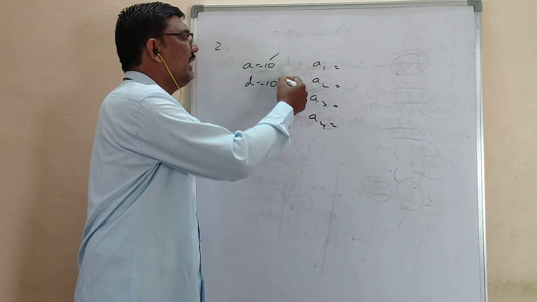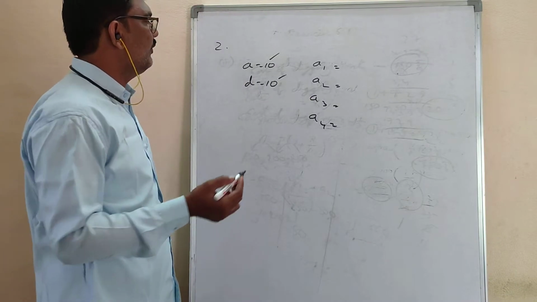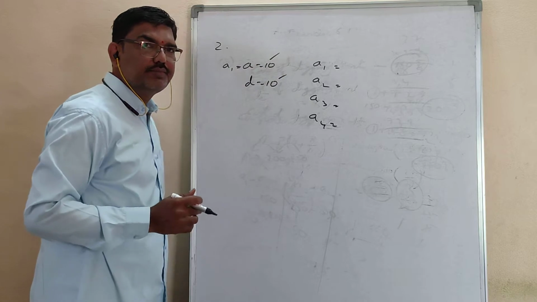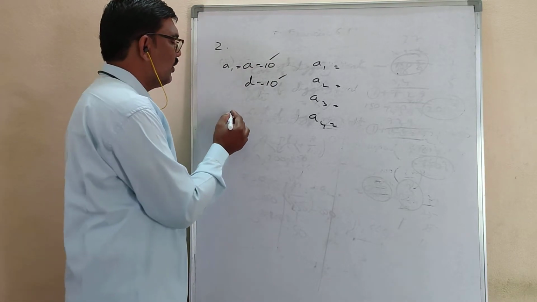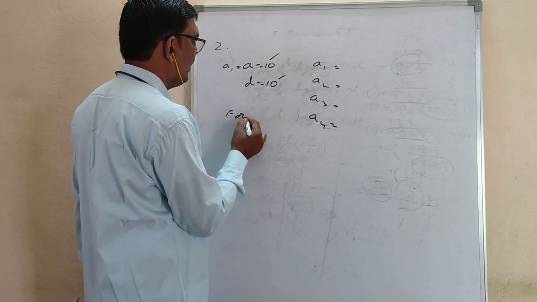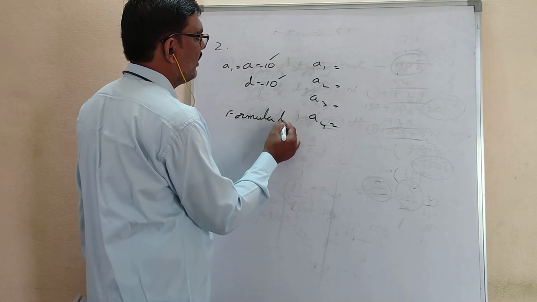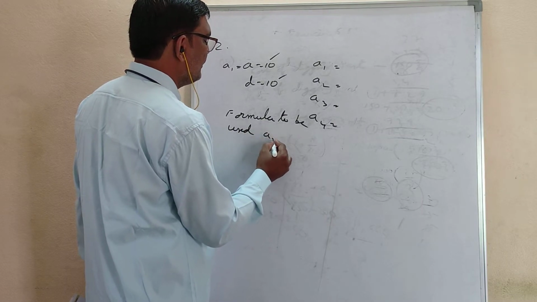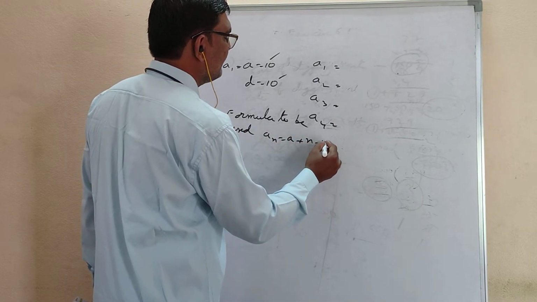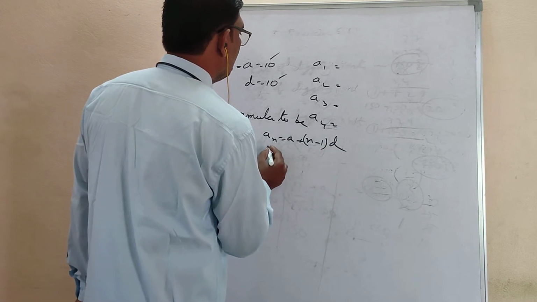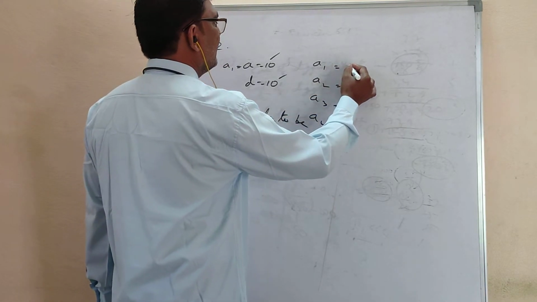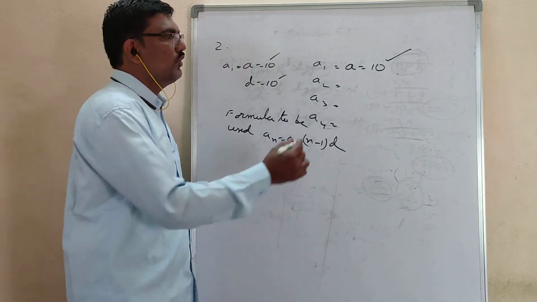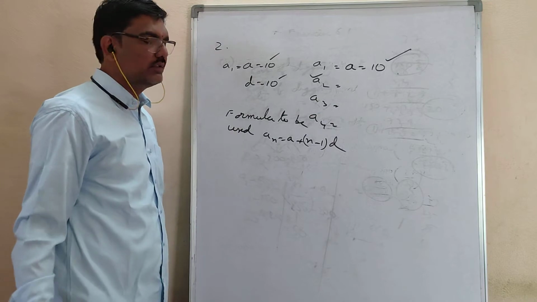So he has given A and D. What I said to you, A and A1 are equal; the first term and A are the same. Now the formula to be used. What formula do you have to use? An is equal to A plus n minus 1 into D. So A1 needs no finding. A1 is equal to A is equal to 10. Already we know it. So we have to start from A2 onwards.